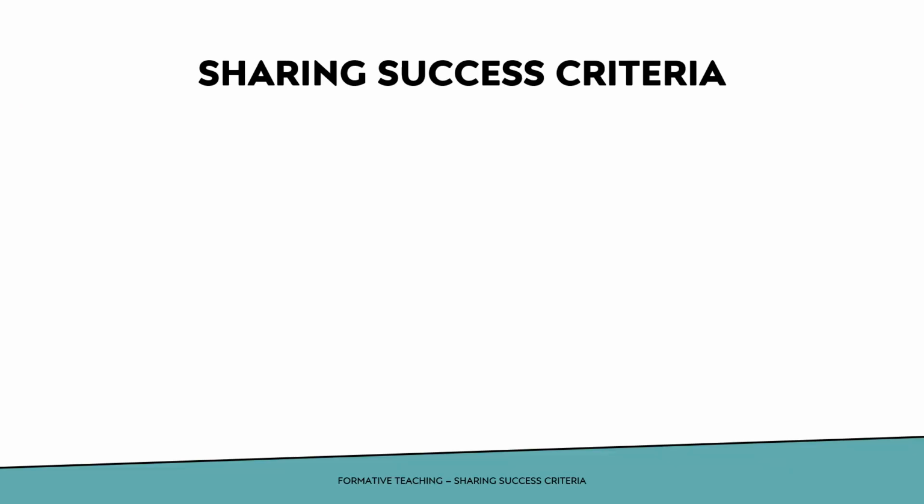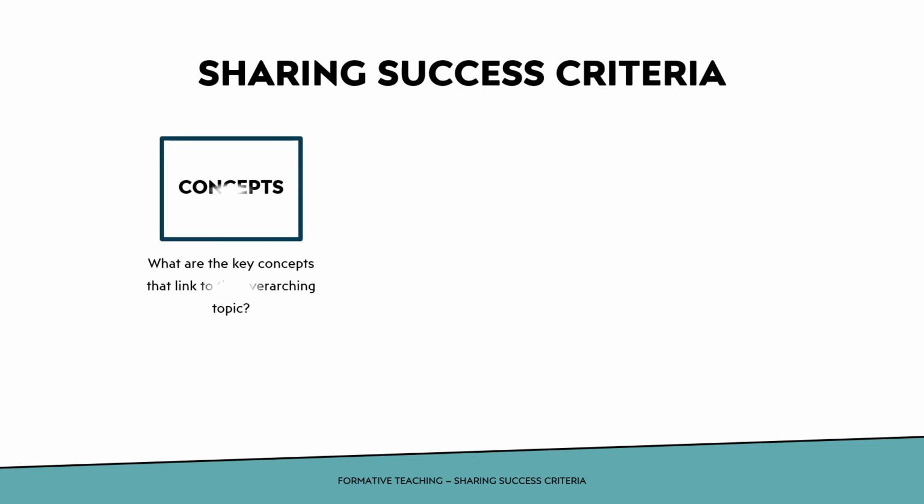So when we start to think about putting our success criteria together, we need to think about a few key things. They're going to make sure that our success criteria are accessible to our students, but also engaging so that they can become as independent as possible. So the first thing to consider will be the concepts that we are looking to include within any lesson or any learning episode. So what are those key concepts that we're approaching that link back to the overarching topic, that link back to our scheme of work?